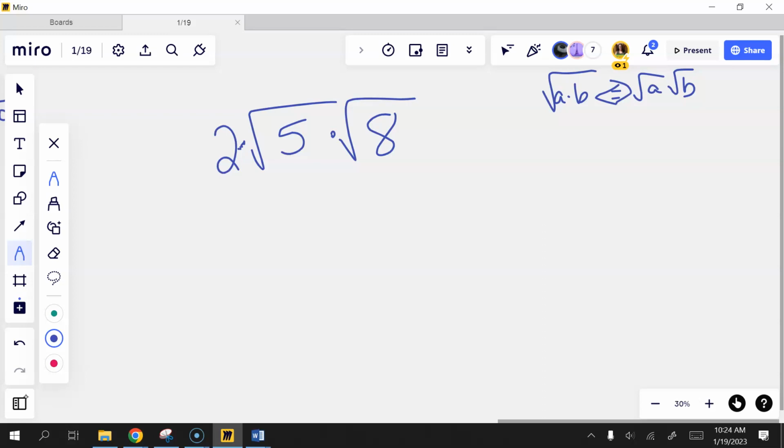So I'm going to instead, since I can't break this down or anything, put them together in the same radical. So I'm going to say this is the same thing as 2 times the square root of 40.